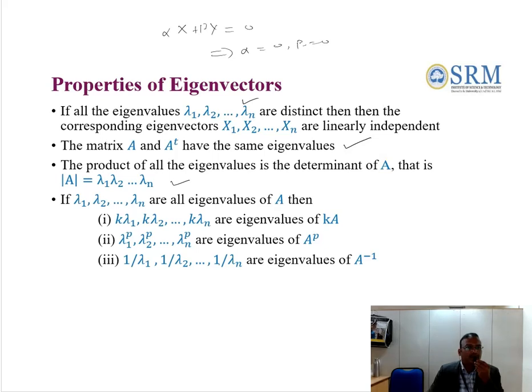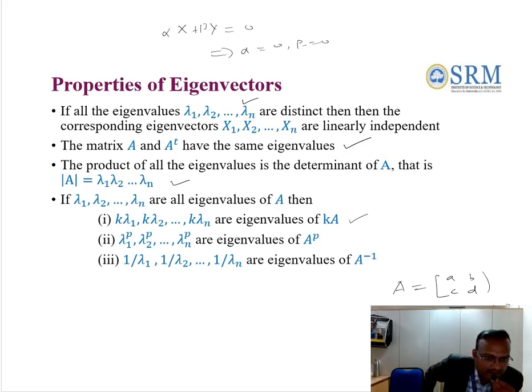Then the fourth property is, if lambda 1, lambda 2, lambda n are the eigenvalues of A, then k lambda 1, k lambda 2 and so on k lambda n are the eigenvalues of k into A. What is k? K is a scalar. Suppose if A is, say for example, a, b, c, d, then k A is ka, kb, kc, kd. Okay, element wise we have to multiply the scalar.